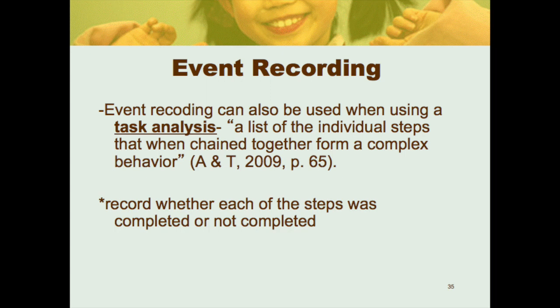Event recording can also be used when using a task analysis, or a list of individual steps that when chained together form a complex behavior. So you basically record whether or not each of the steps was completed. A good example for this would be think of the steps to tie a shoe. You put the shoe on, you tighten the laces, you take the strings in both hands, you make the loops, you tighten. And you could record yes or no or a plus or minus on each of the steps if they occurred or not.